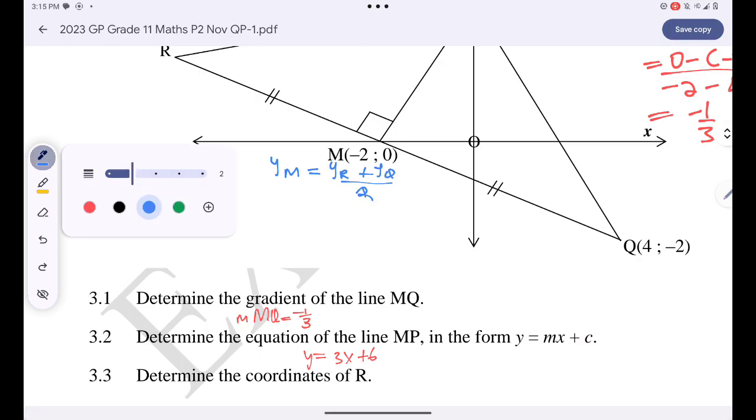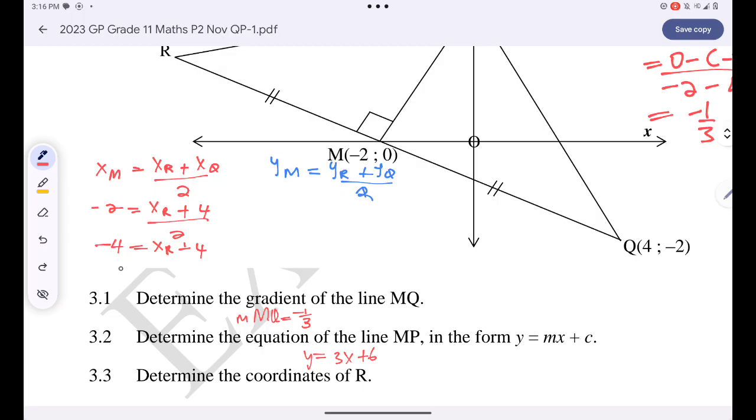Now all I need to do is to just substitute. The x value at M is negative 2. I want to find the x value at R, but I do know the x value at Q, that's 4. I'll have negative 4 is equal to x at R plus 4. Then the x value at R is just equal to negative 8.